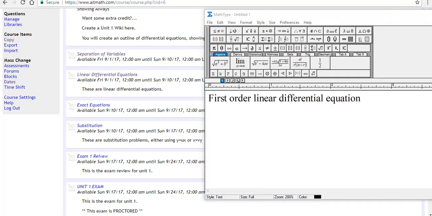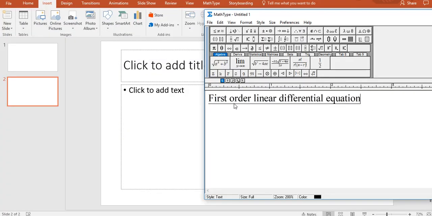Hi everyone, let's talk about first order linear differential equations. Okay, so we're gonna start classifying these pretty specifically. I think this will work a lot better. So this is gonna have a very specific form.